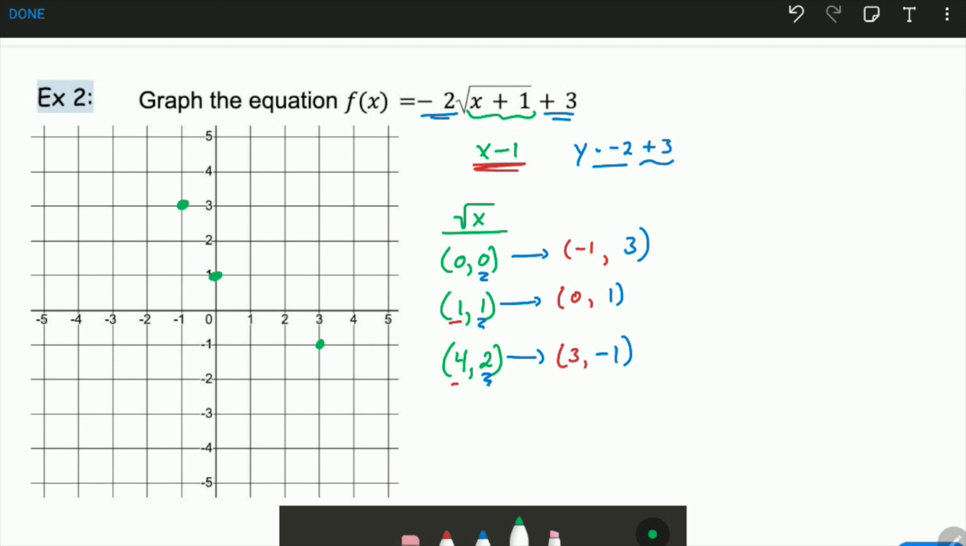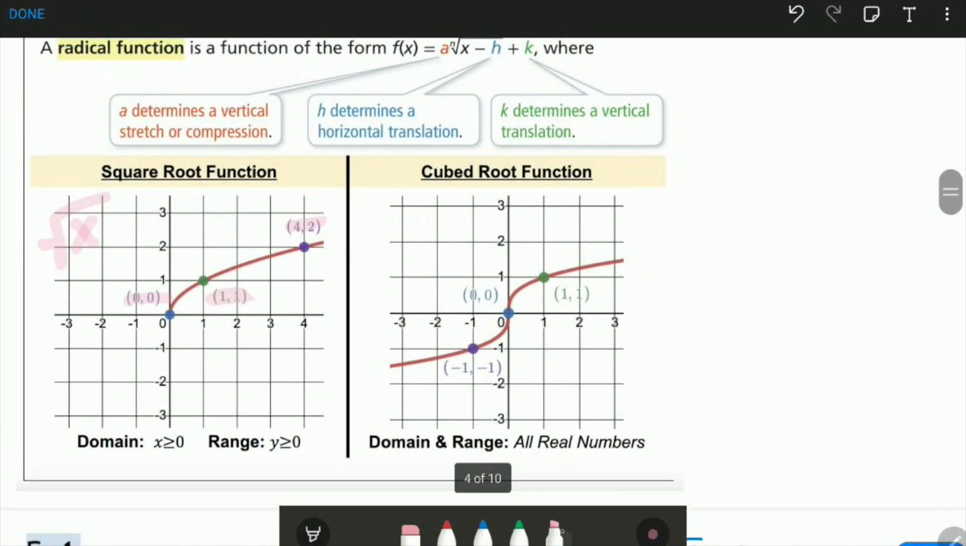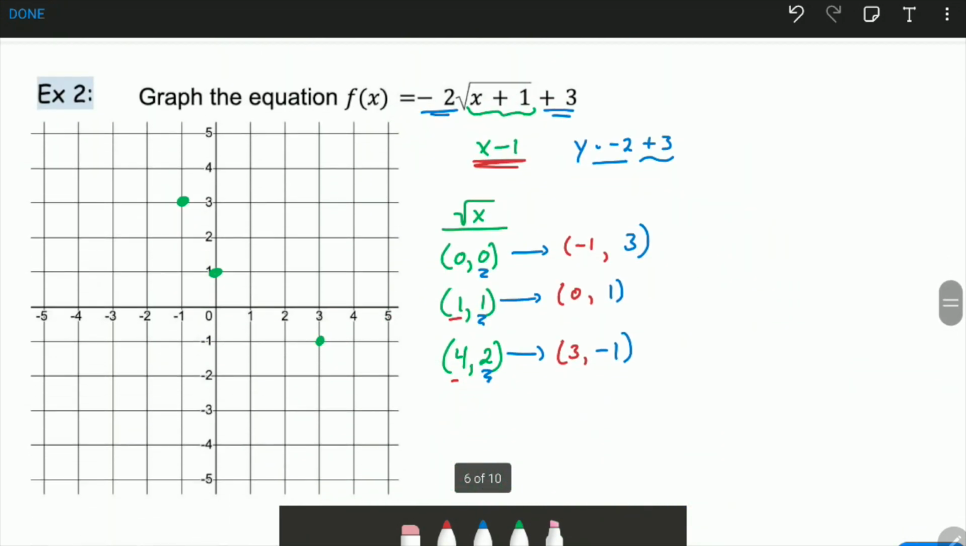Now to make sure I get the shape as I draw this correctly, I'm going to scroll back up to the original graph. You'll notice the original graph starts at the point 0, 0 and kind of curves through the other 2 points. So when I draw this in, I'm going to start at 0, 0 became negative 1, 3. So I'll start at negative 1, 3, which is that point I highlighted there. I'm going to curve through and off the side of the graph. So it's going to look something like this.